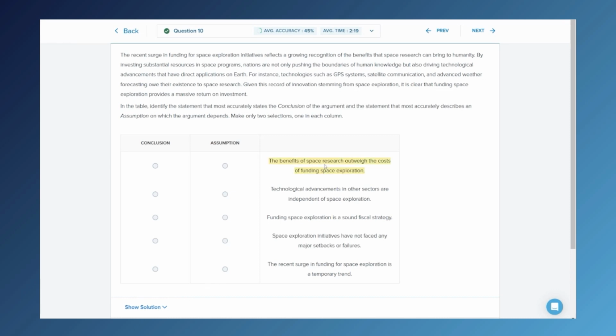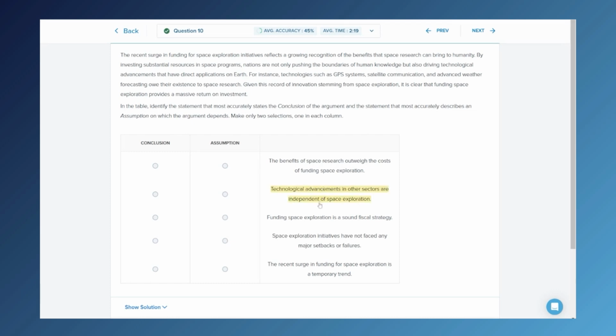So, answer A. The benefits of space research outweigh the costs of funding space exploration. This statement fits well with the argument. Is it a conclusion or is it an assumption that the argument relies on? I think it's a little bit hard to tell at this point, so I'm going to put a pin in it and we're going to come back.